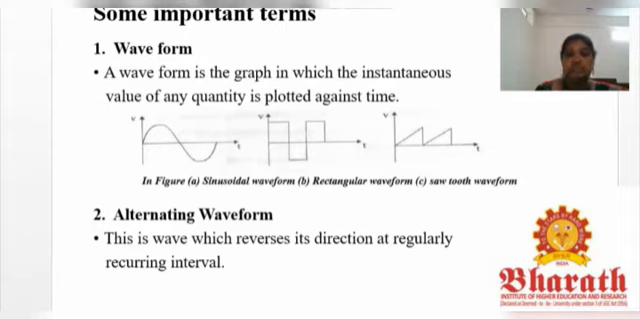The next one is the alternating waveform. From the name itself we can identify it: alternating means changing. It reverses its direction at regular recurring intervals. That is, it is going to change its direction at particular intervals, positive to negative, negative to positive. That is called an alternating waveform.